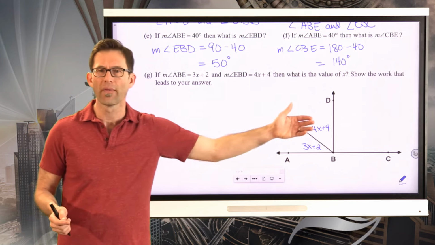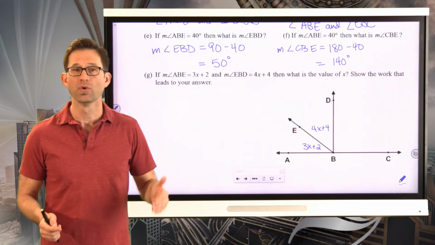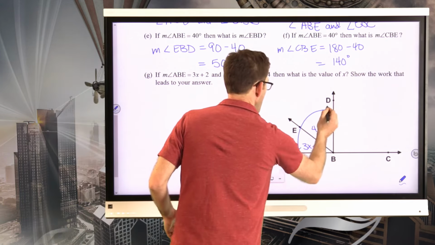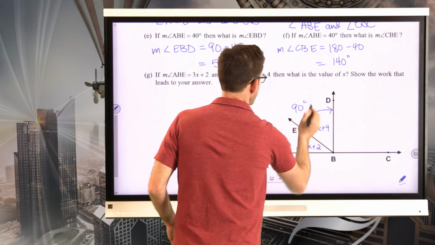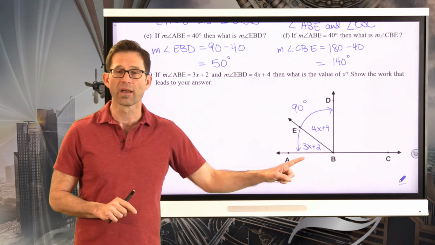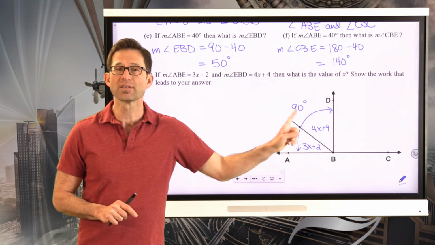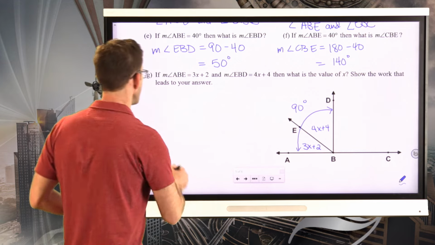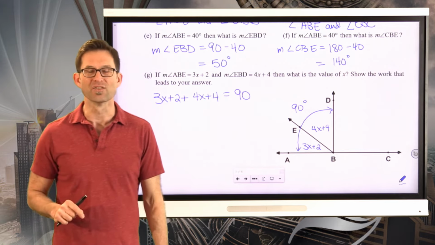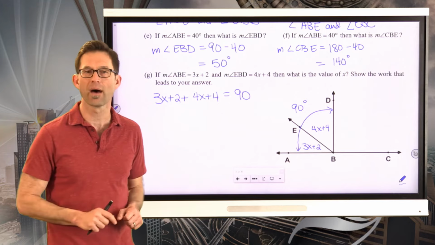Well, what do I know about those two angles? I know those two angles are complementary. I know that this entire angle right here is equal to 90 degrees. It's a quarter turn. And that means when I add the measure of this angle to the measure of this angle, I must get the total measure, or 90 degrees. So if I take 3x plus 2 and I add to it 4x plus 4, I must get 90. And now we're off to the races. No more geometry, now we're just doing some algebra.